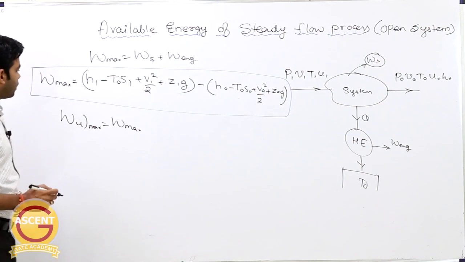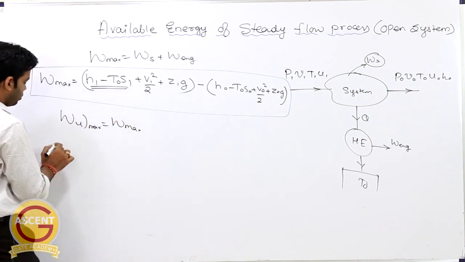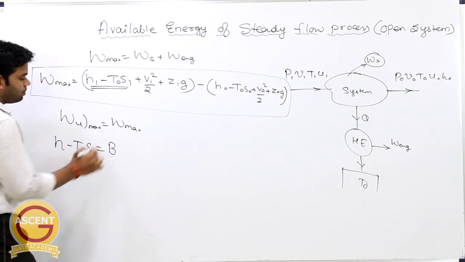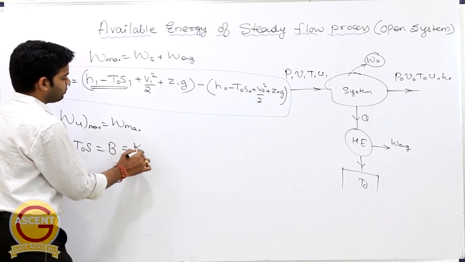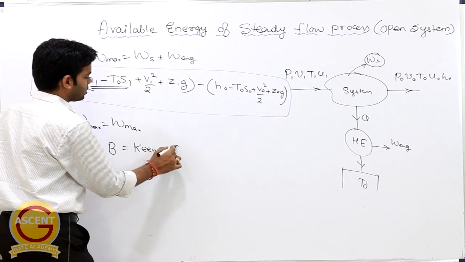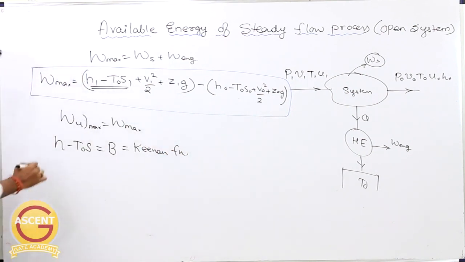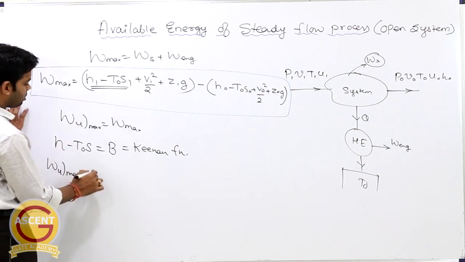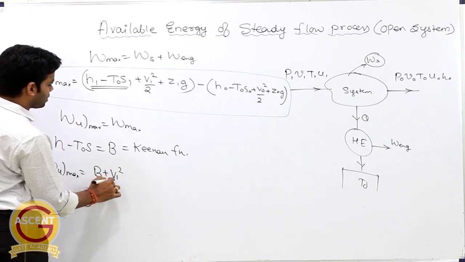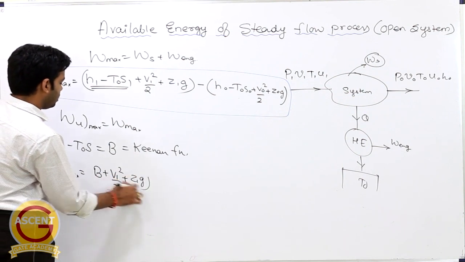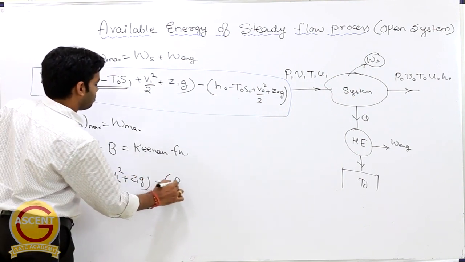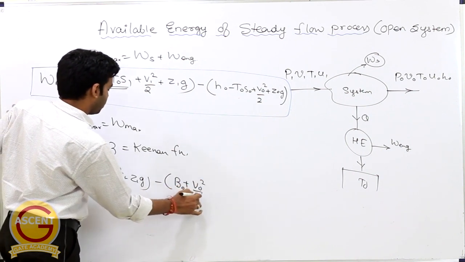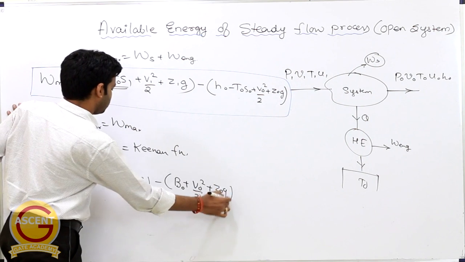Clear or not? Okay. Now this term H minus T0S is nothing but taken as B, which is nothing but Keenan function. इसको हमने अलग से function का नाम दे दिया, that is nothing but Keenan function. Okay, so you can get it as W useful max or W max. This will be equal to B1 plus V1 square by 2 plus Z1G minus B0 plus V0 square by 2 plus Z0 into G.